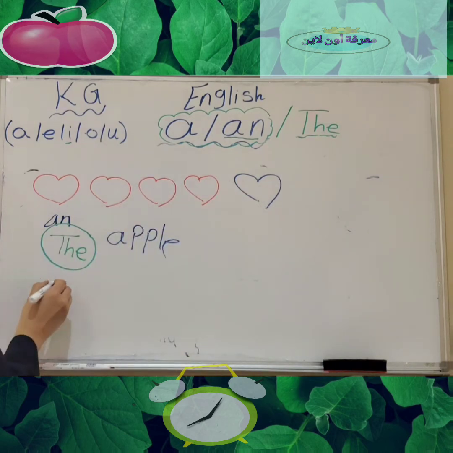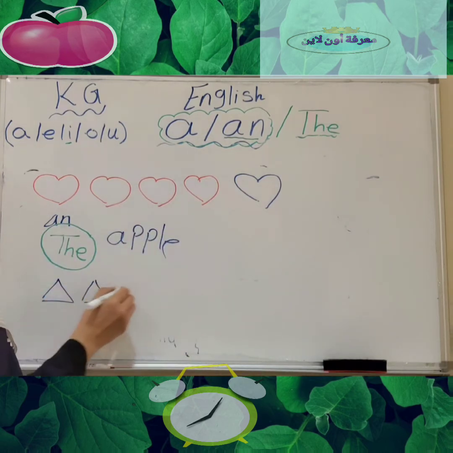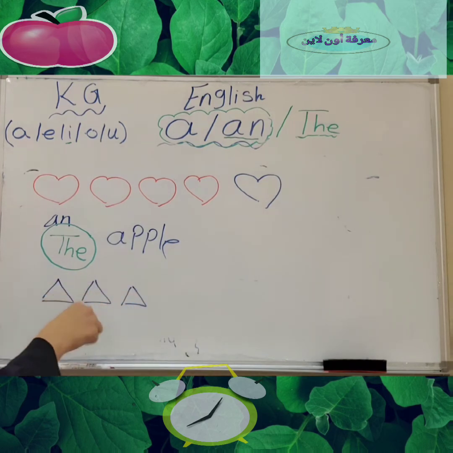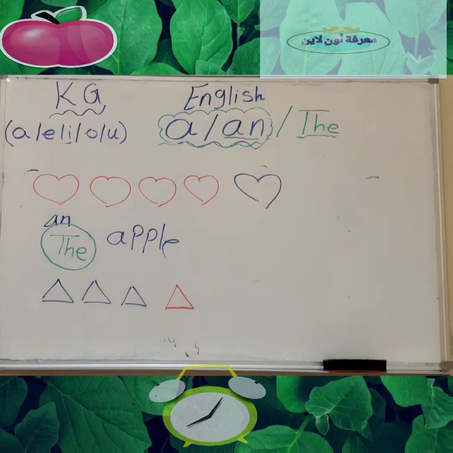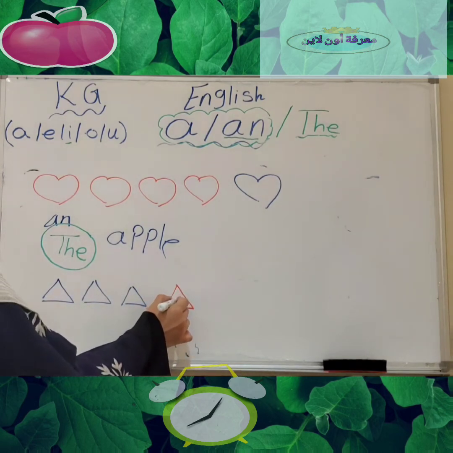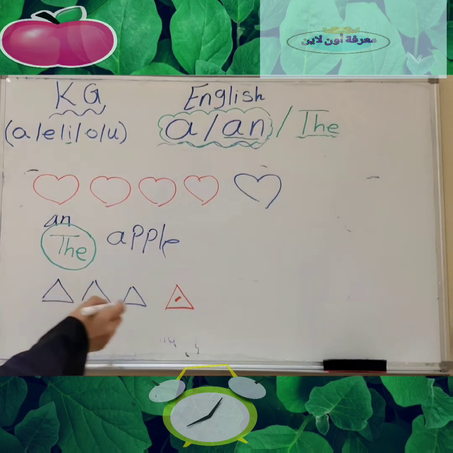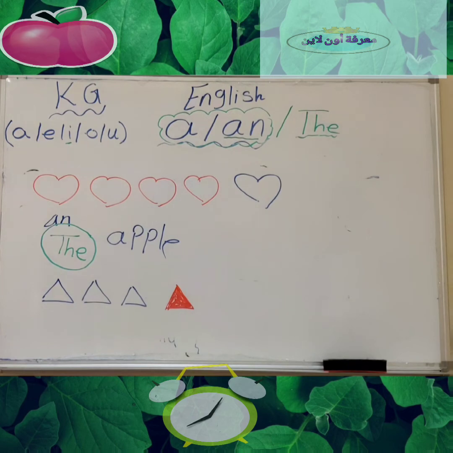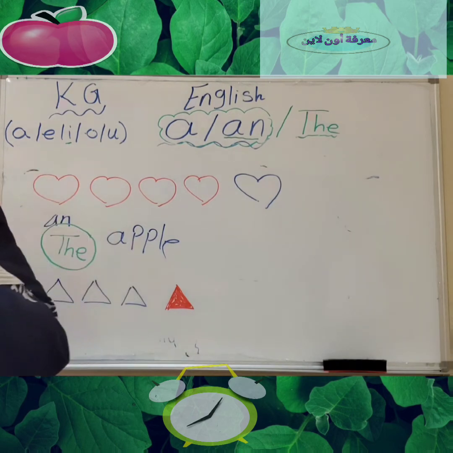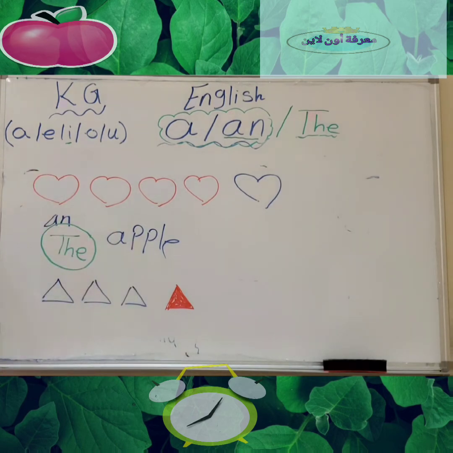If I have 4 triangles, 3 of them are blue and 1 of them is red. If I need to mention this one, I say, please color the red one. Please color the red one. Okay, is it clear now? So, I need to make a conclusion of this lesson.